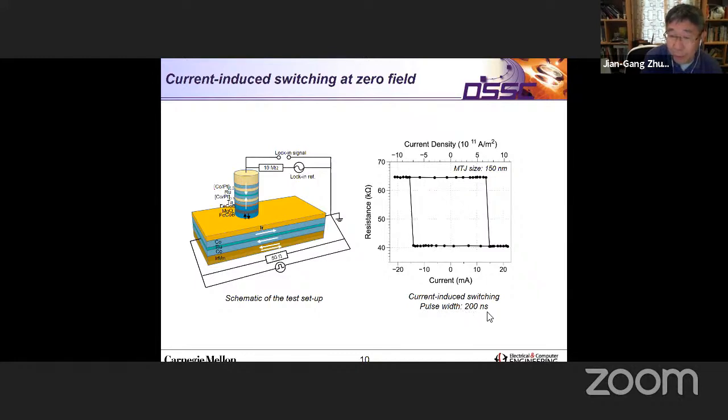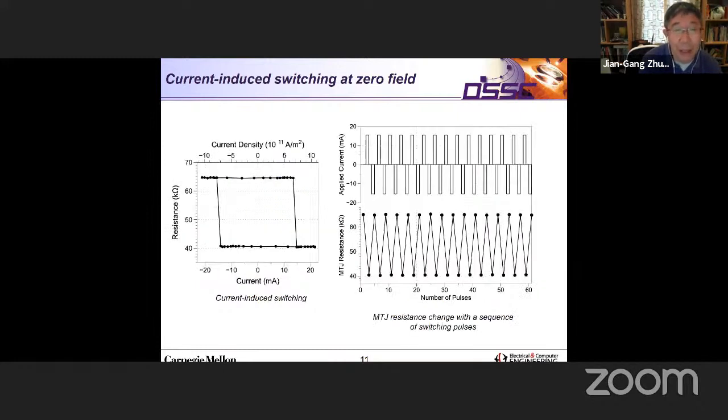So we vary the pulse width, and we would like to have this pulse width below a nanosecond, but it's very challenging to do that. So this pulse here is 200 nanoseconds. Of course, we can do shorter, and I'll show you the results later on. And here is a repeated switching. So you can see we apply a number of pulses, and then you do the measurement, and you can see a very repeatable switching, and the resistance variation is not that much at all.